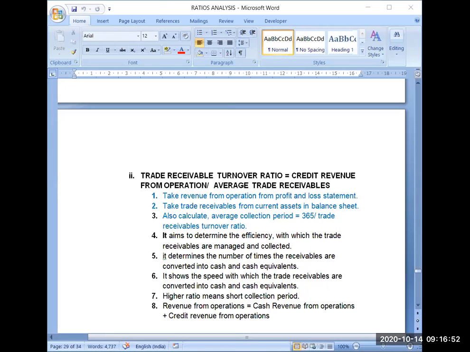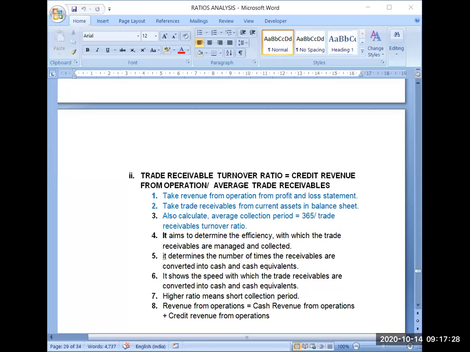Sometimes the question will give you separately the components of trade receivables, like opening balance of debtors, opening balance of bills receivable, closing balance of debtors, closing balance of bills receivable. In that case, both of the opening balances and both of the closing balances will be added, and then it will again be divided by 2. Sometimes students get confused that it should be divided by 4. That will not happen. It will always be divided by 2. So average trade receivable you can easily calculate. This is a very easy step in the question.